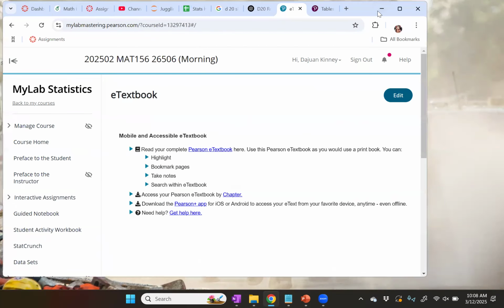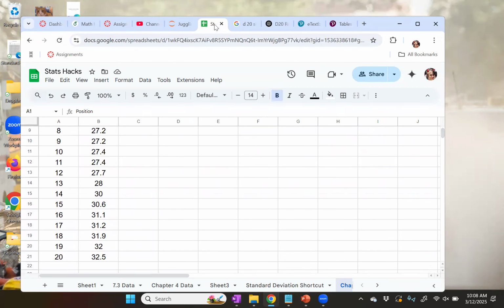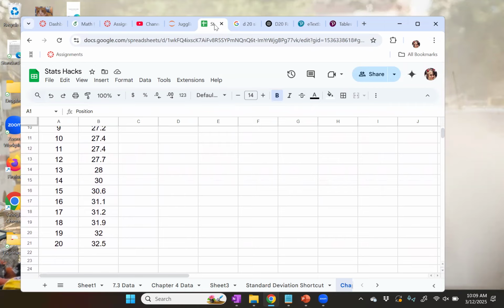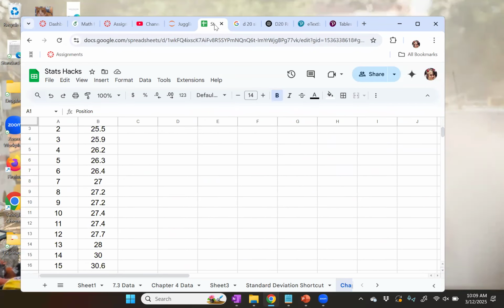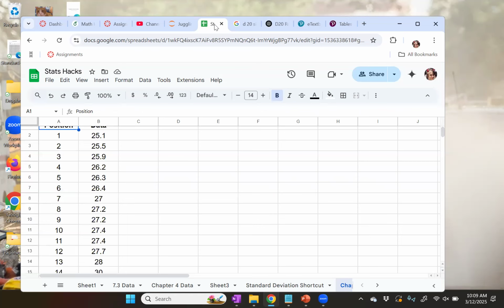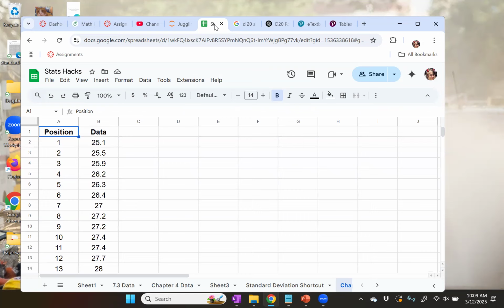So where I'm going to go is I have my StatHacks data set. This is pulled from the book, the slides, nothing magical. These were means, so those are our data values. And I put them in order. You don't necessarily have to, but I chose to. And then I numbered them. So our first column is the position of our data, like first, second, third. The second column is the actual data value. And let's say I want a data set of 3 data values.